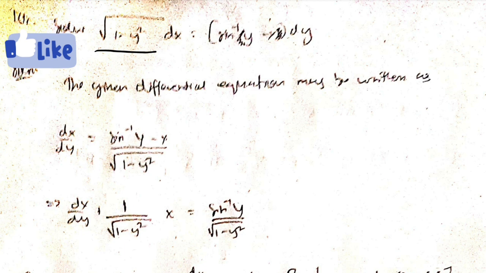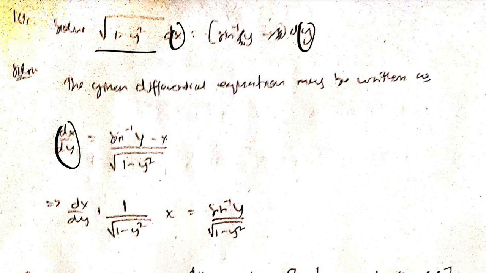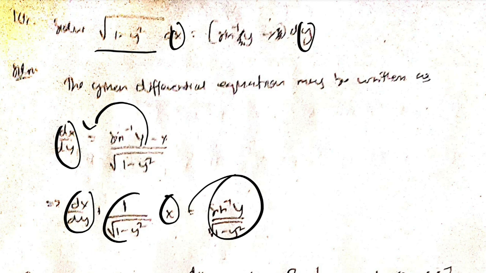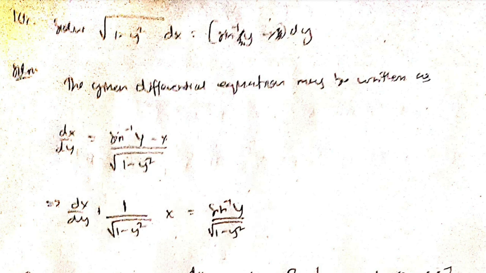So if this type of question comes, first you have to convert dx by dy and write it separately. Okay. After that, dx by dy plus, you have to take this to the other side and just keep y terms here. Okay, here you will have x and x with that here. So this is of the form dx by dy plus p x equals q y. Okay, of this form.